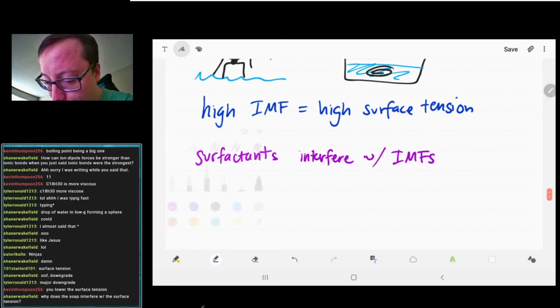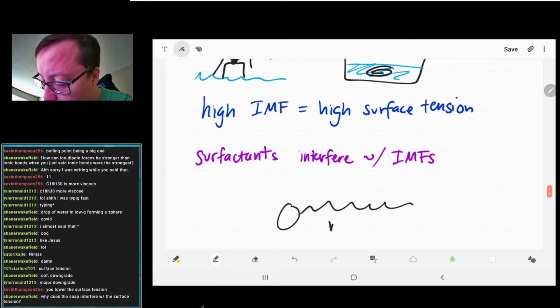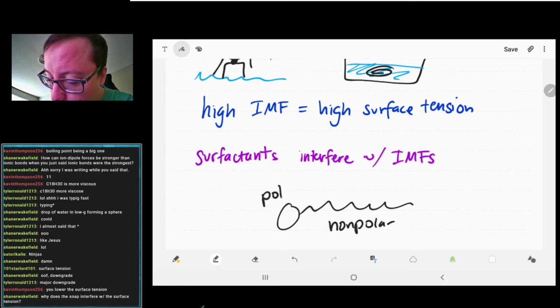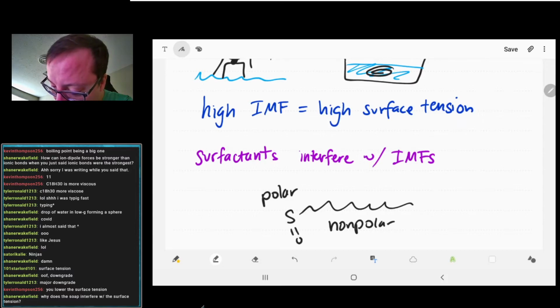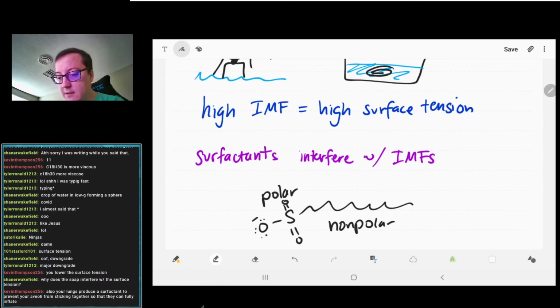So soap typically is something that has a nonpolar bit, just like your lovely phospholipids. You're going to have a polar part and a nonpolar part. Typically, that polar part would be something like a sulfate group or something.